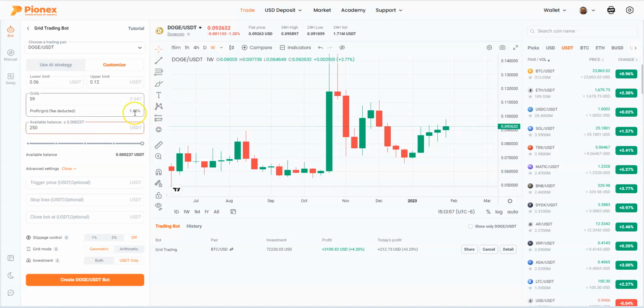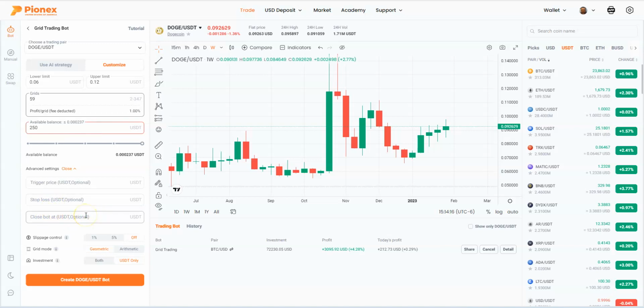And you'll make 1% on that. So you would make about 4 cents each time you make a completed trade. So that's the way I would set this up if I was just getting started. You can always set a trigger price. I don't use that. I don't use a stop loss or a close bot.